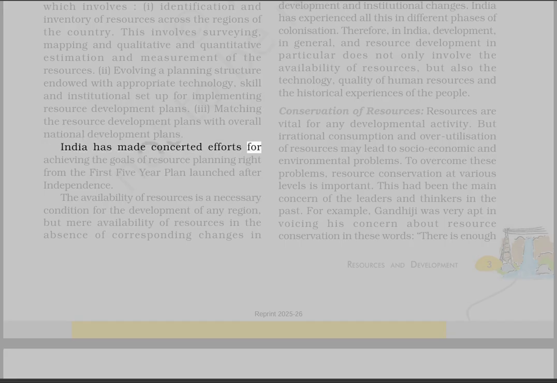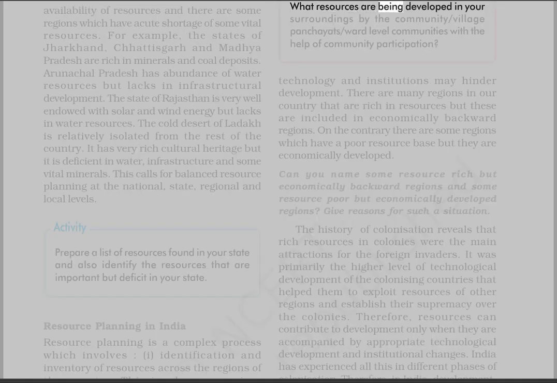India has made concerted efforts for achieving the goals of resource planning right from the first 5-year plan launched after independence. The availability of resources is a necessary condition for the development of any region, but mere availability of resources in the absence of corresponding changes in technology and institutions may hinder development.